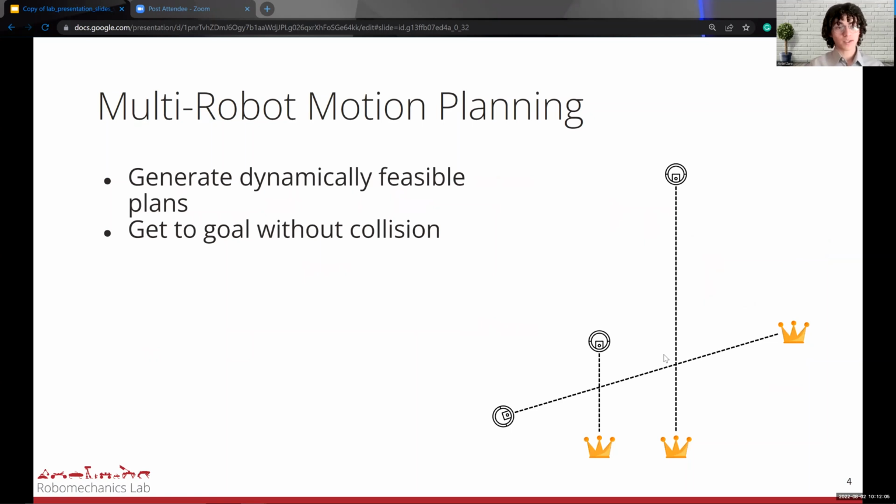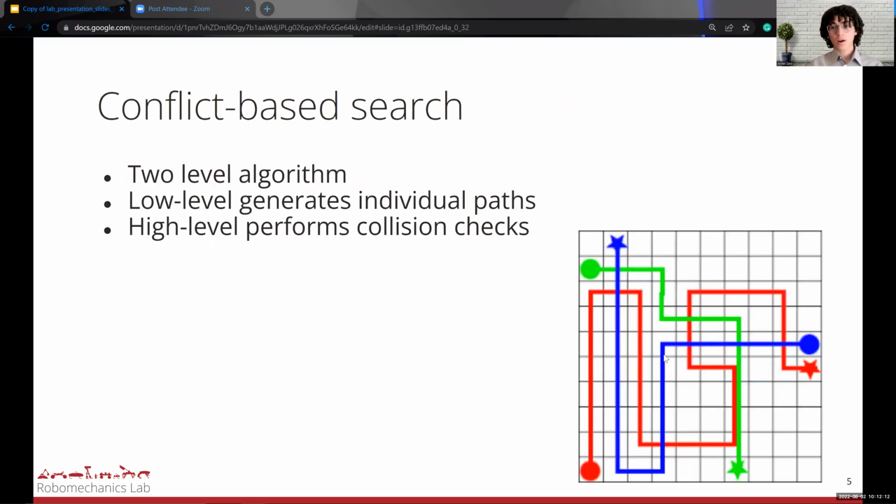Multi-robot motion planning is about generating plans to get the robots from start to end goal without any collisions. Conflict-based search is a method used for multi-agent motion planning, and it's a two-level algorithm that plans collision-free paths for every robot. On a low level, it generates trajectories for every robot individually, and on a high level, it looks at those trajectories and checks for collisions.